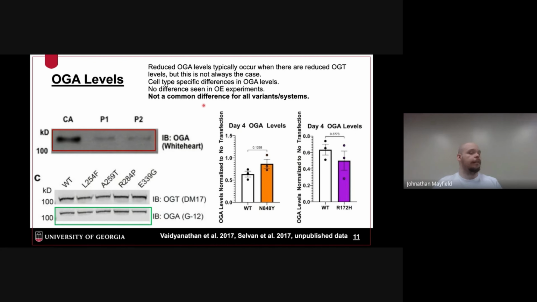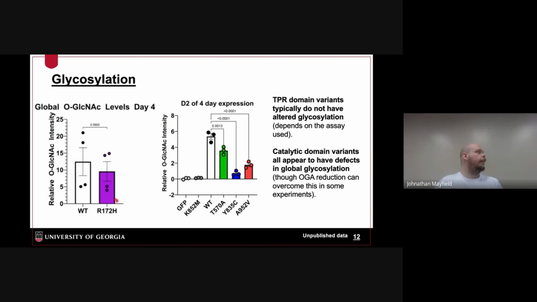Then when we look at glycosylation, we do see kind of two categories, everything kind of going into one of two buckets. So this variant Laura was working on is in the TPR domain, so that left side of that slide earlier. We don't see a difference between these. The averages are quite close to each other. But when we look at variants of the catalytic domain, like the three that I'm working to characterize, we see a reduction in terms of the number of proteins that are being modified with O-GlcNAc.